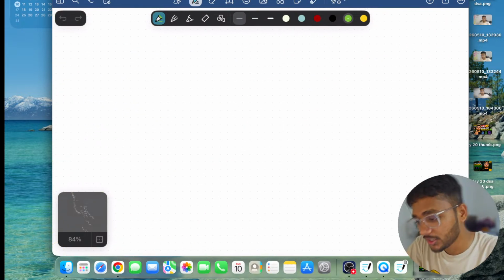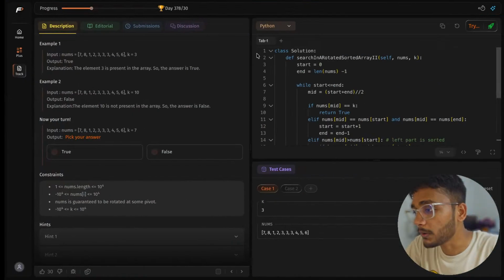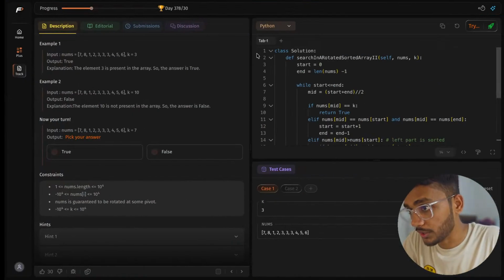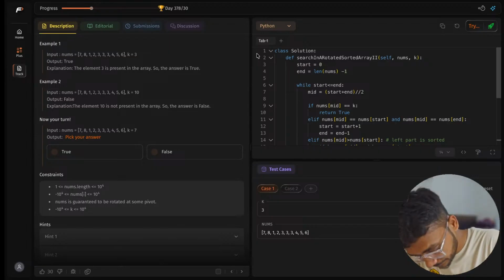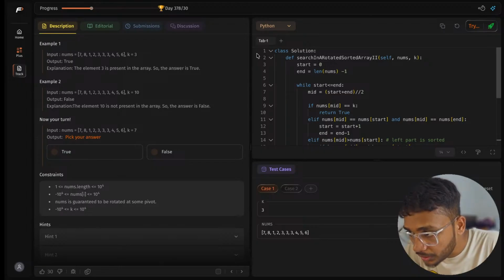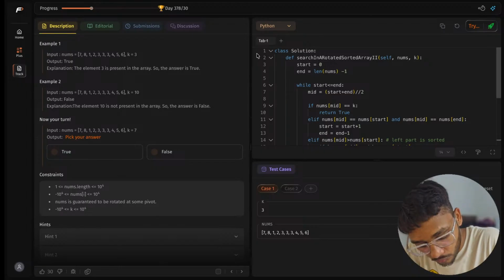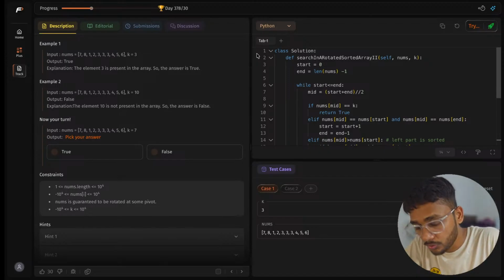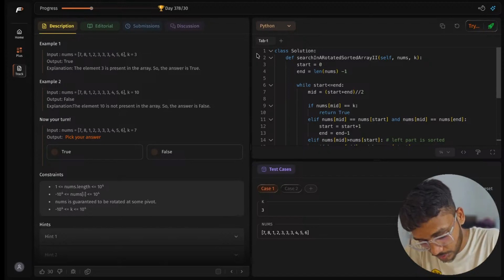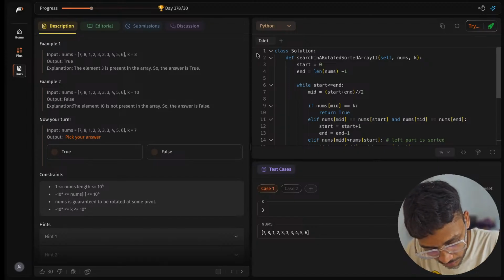Okay, so we have a problem and we need to fix it. So the array is 7 8 1 2 3 3 3 3, or 7 8 1 2 3 3 3 4 5 6. Okay, if k equals 3, it was working. The indices are 0 1 2 3 4 5 6 7 8 9.